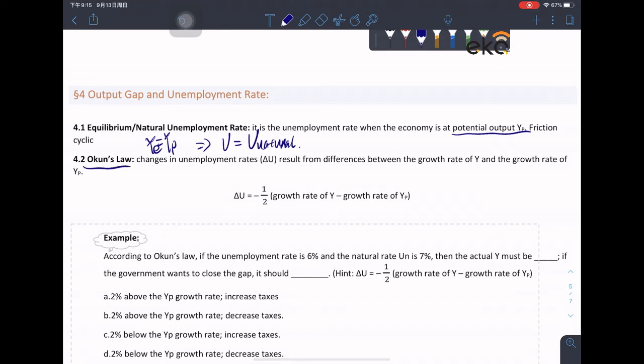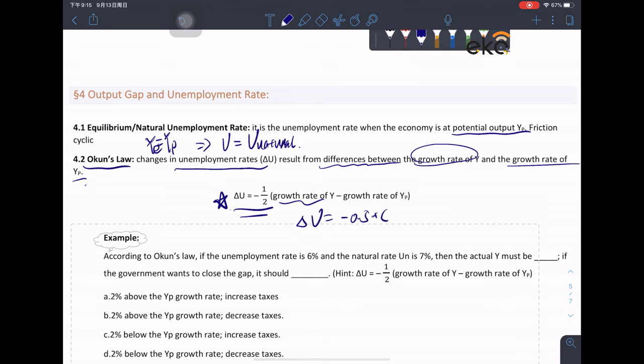Here we have Okun's law, and I need you to remember this formula because it might happen in the exam. Changes in the unemployment rate come from differences between the growth rate of Y and the growth rate of YP. So delta unemployment rate equals negative 0.5 times the growth rate of Y, GY, minus the growth rate of YP, GYP.